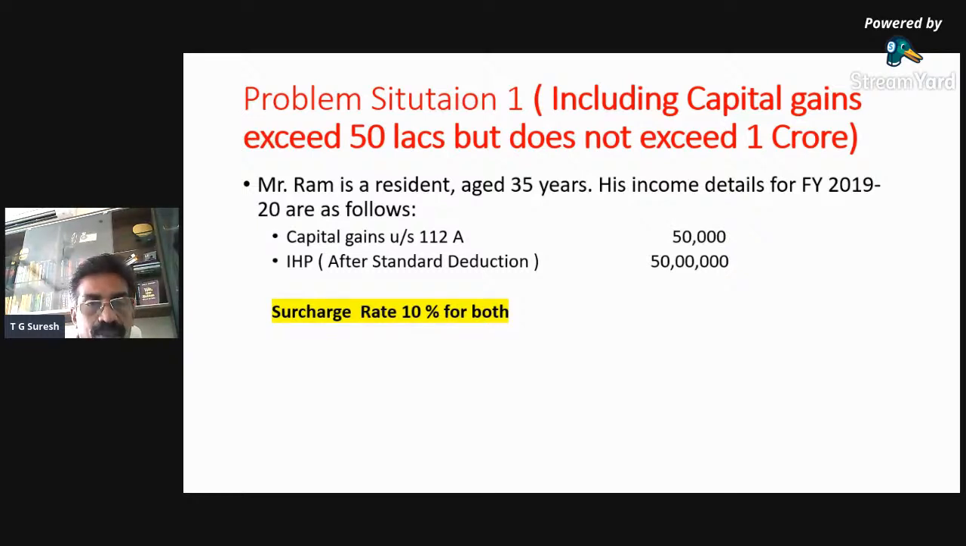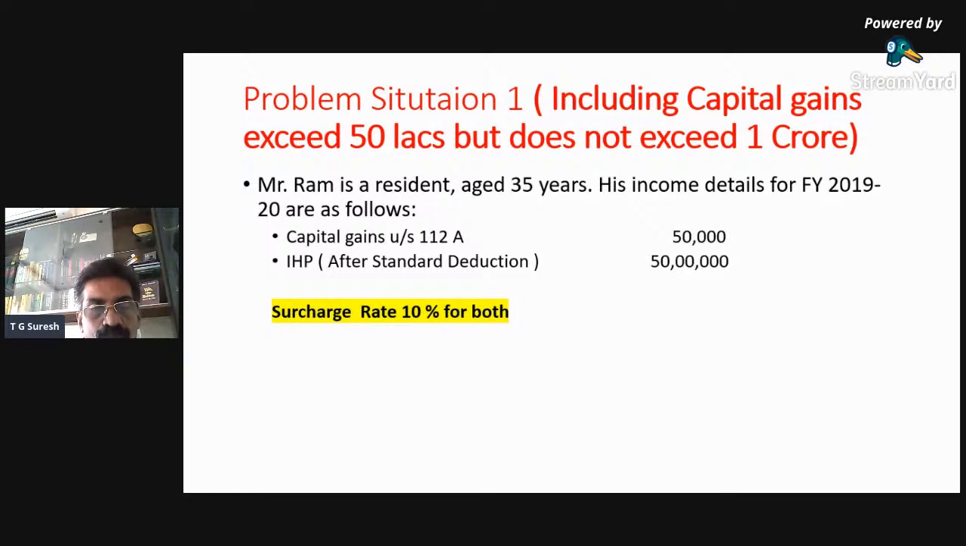So let me restore my working. I'll take 50,000 as 112A. 4950 is the balance. Why should I take 50 lakhs as a base? Because up to 50 lakhs, there is no surcharge. So I'm taking 50 lakhs as a basis here and then trying to work it out.